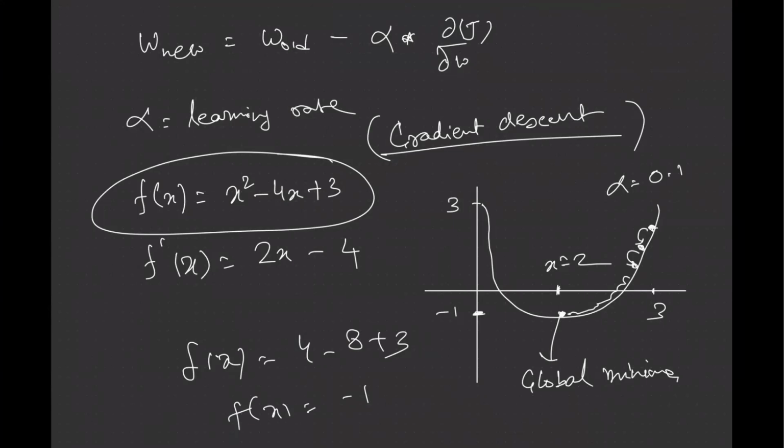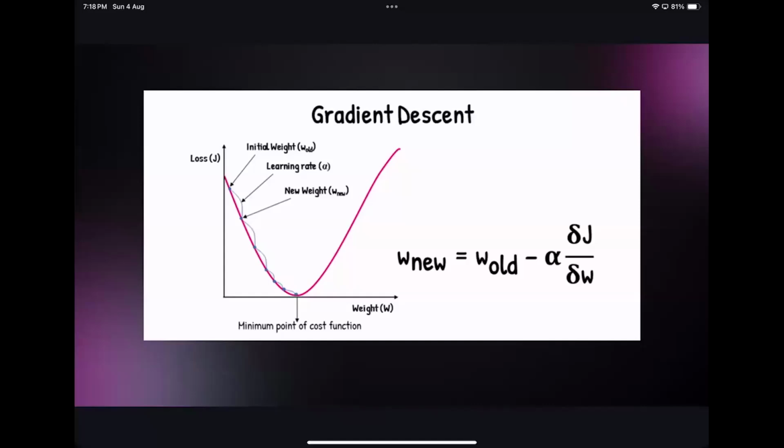Okay, so this is the global minima for f(x) equal to x² - 4x + 3. I'll explain how this thing works, how I've changed it, how I've used the learning rate equal to 0.1. I'll explain how I've used it, right? Let me go back to the slides again. This is gradient descent. We initialize a weight and there's a learning rate as well. The new weight is basically w_new equal to w_old minus alpha times the derivative.